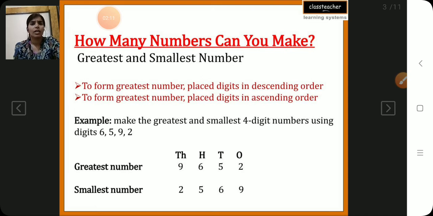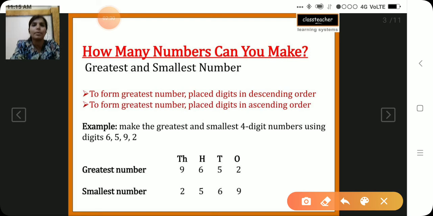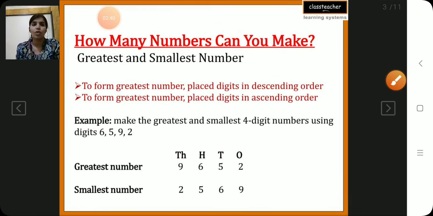So you want to make numbers according to their descending and ascending order. All of you know ascending order means smallest to greatest, and descending order means greatest to smallest. In our example, one example is given to you: make the greatest and smallest 4-digit number with the help of 4592. These 4 digits are given to you. You want to make the greatest 4-digit number and the smallest 4-digit number.